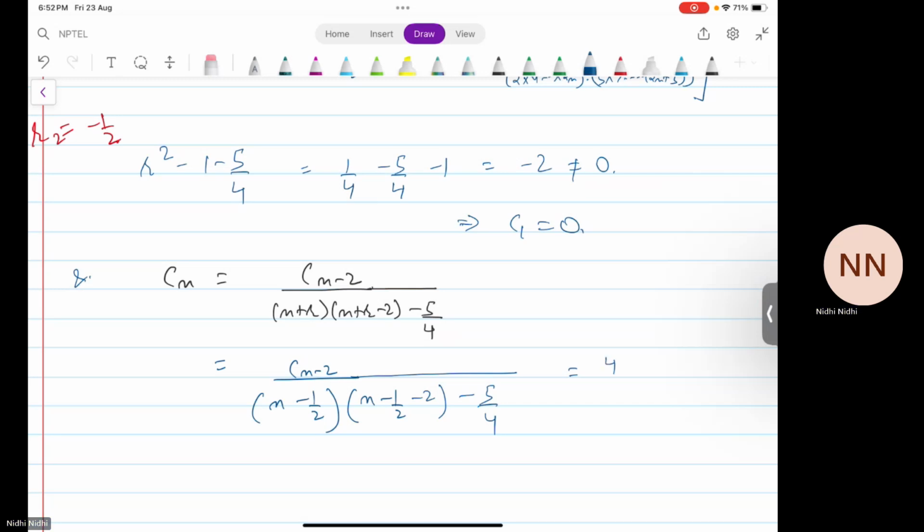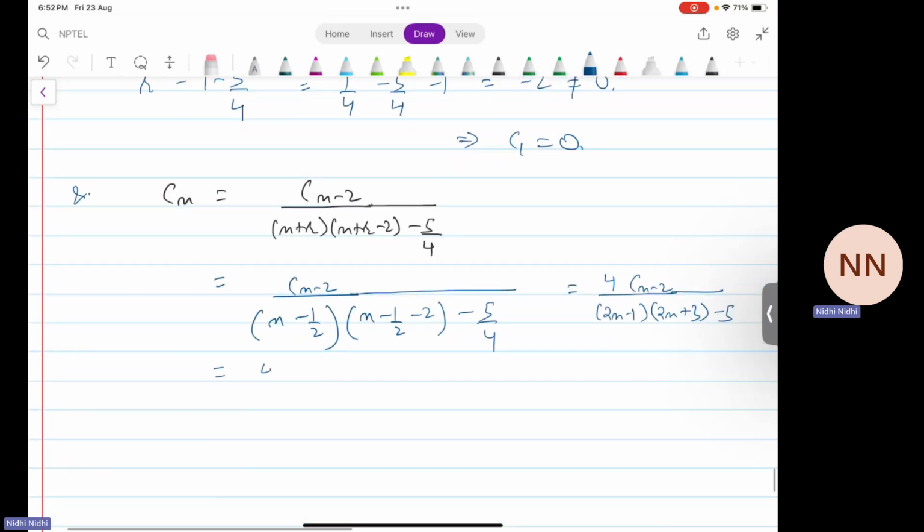4 times cn minus 2 by 4n square minus 10n minus 2n plus 5 minus 5, which will be equal to cn minus 2 by n times n minus 3.